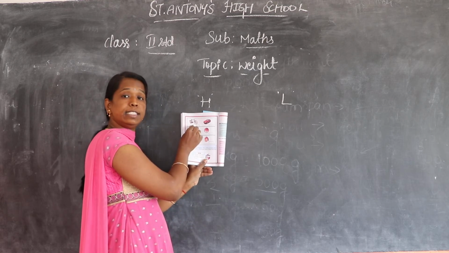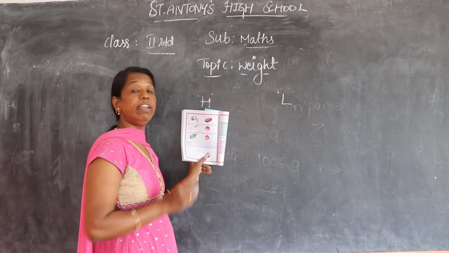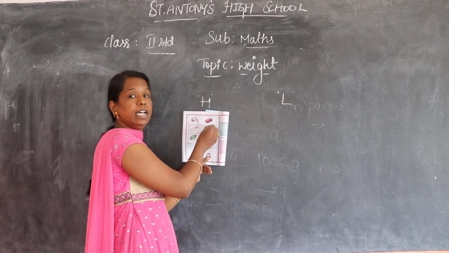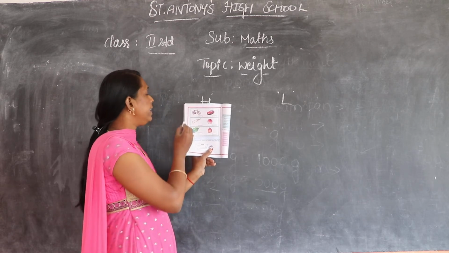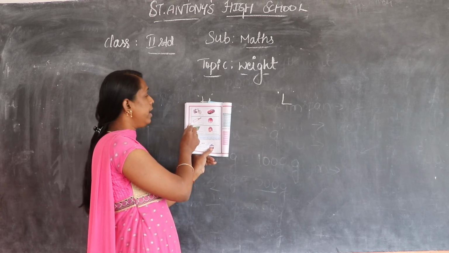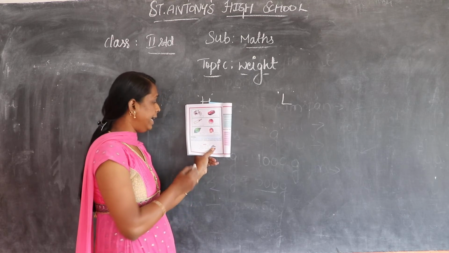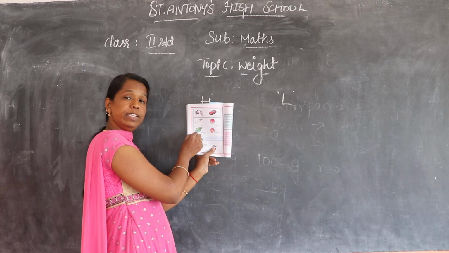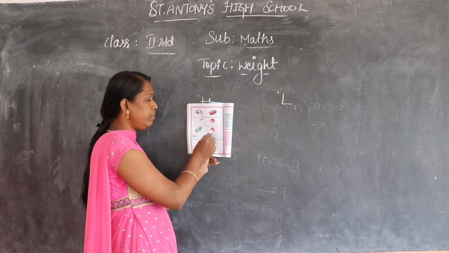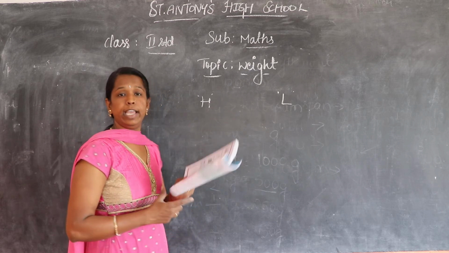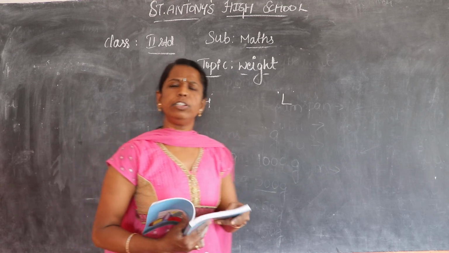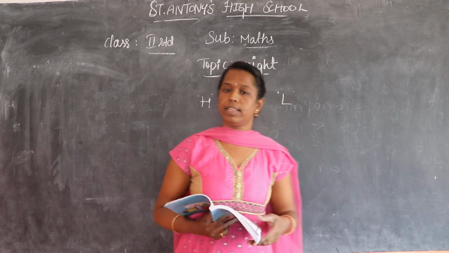This bicycle is a lighter vehicle when compared to the car. Car is a heavier vehicle. Next, this cricket ball is heavier and this ball is a lighter object. This leaf is a lighter object. Mango is a heavier object. Like that you have to write some more examples.